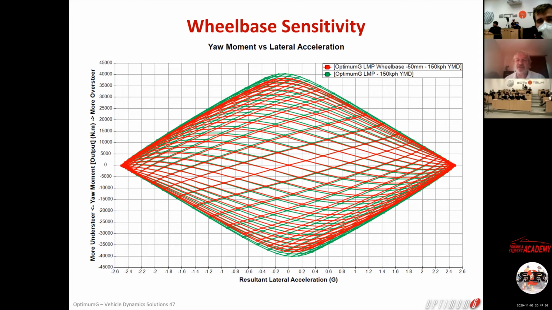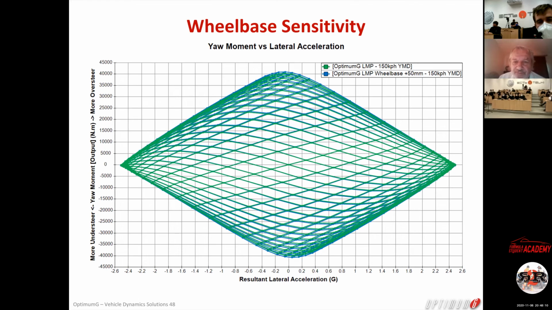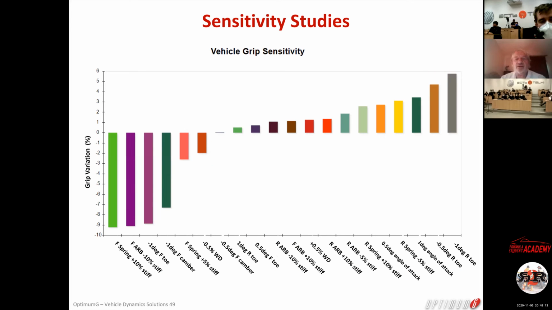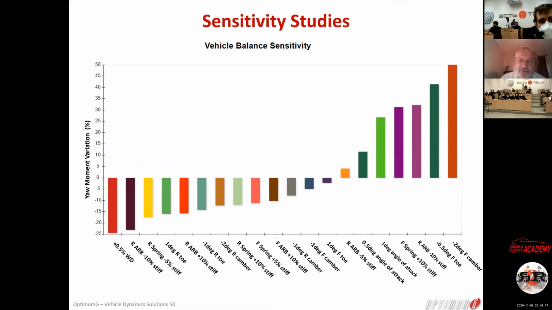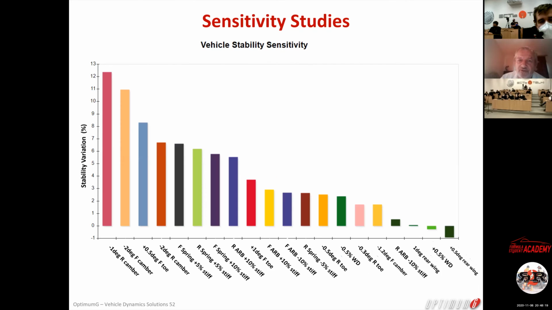This is the yaw moment versus lateral acceleration by changing the wheelbase 50 millimeter. Okay, so this is minus 50 millimeter. This is plus 50 millimeter. I'm going to show you four graphs: grip, balance, control, and stability.